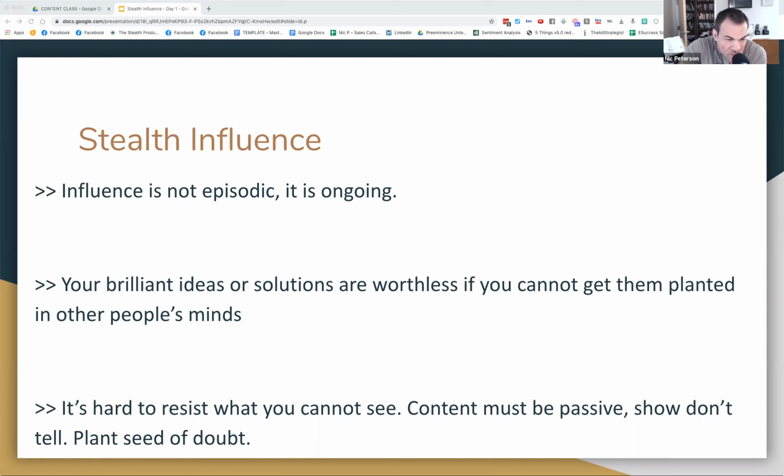A lot of this stuff must be really, really passive. We must plant seeds of doubt. And then the ideas that we want people to adopt, it has to appear as if they've adopted it on their own, right? It cannot be obvious you're trying to move them. When you walk up to somebody and you push them, they push back, right?